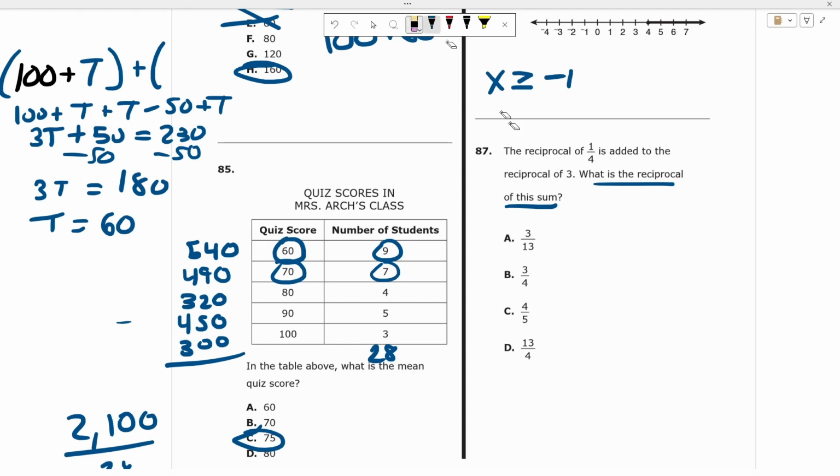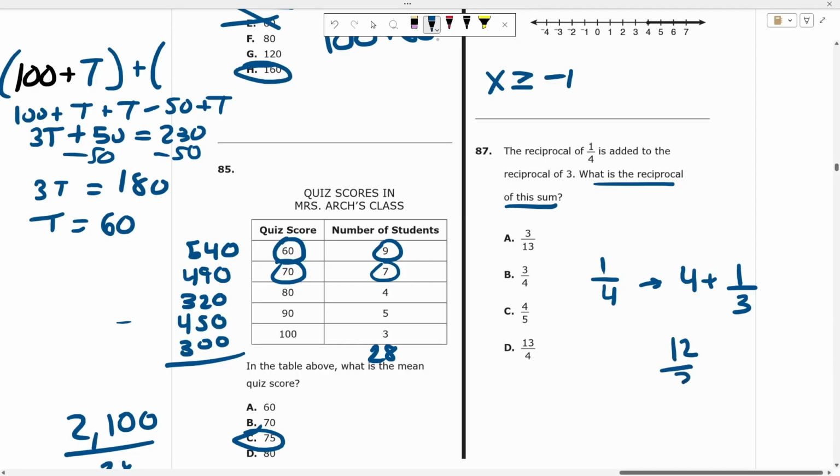Okay? So 3 is the same thing as saying 3 over 1. If you find the reciprocal, you just flip it, and you get 1/3. Okay? That's the trick for a reciprocal. So the reciprocal of 1/4 is going to be 1/4 flipped, which is 4. Okay? So you're adding 4 to the reciprocal of 3, which is 1/3. So you have 4 plus 1/3. If you're doing 4 plus 1/3, that's going to equal 12 over 3 plus 1 over 3, which is 13 over 3.